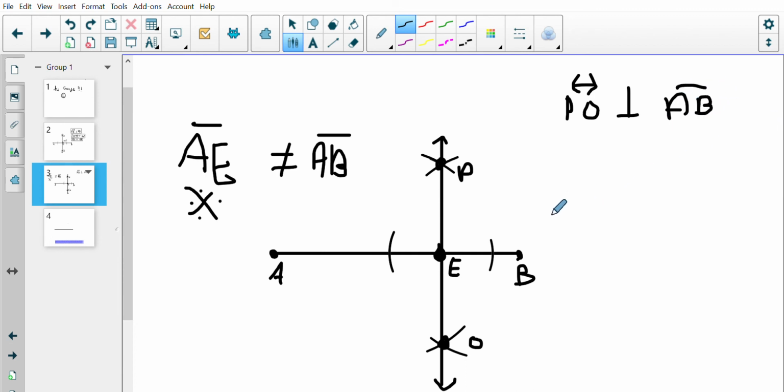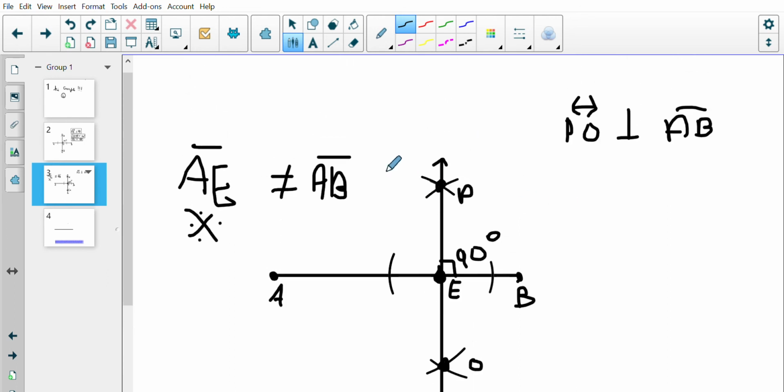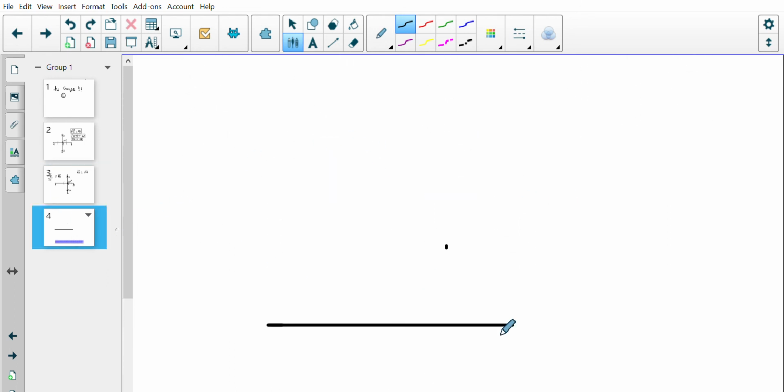Okay, so maybe these two line segments are not equal. However, this angle is 90 degrees. That's the whole reason we call it a perpendicular bisector. And now we have the last condition. The condition is you have a line segment and a point given external to the line segment. We have to construct a perpendicular bisector from this given condition.